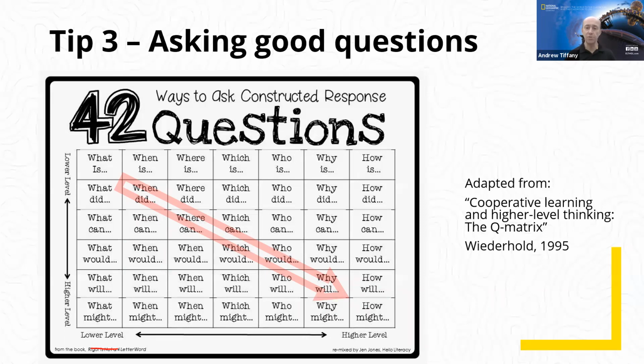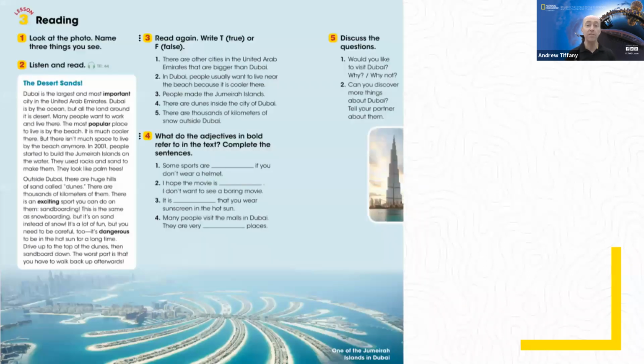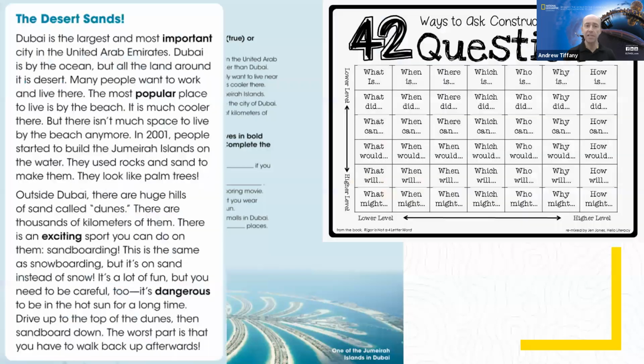Let's go back to this reading that we were looking at earlier. Sorry, my pen's playing up again. There we go. Let's look at this one again about Dubai and the special islands that they've built here. Okay. And let's look at the reading and we'll look at some questions that we could ask. So I'm going to start with questions up here in the top left, right? So I could say, where is this photo? Where is this? And you would say, okay, it's in Dubai.